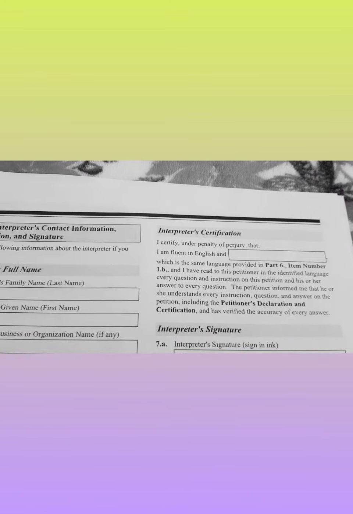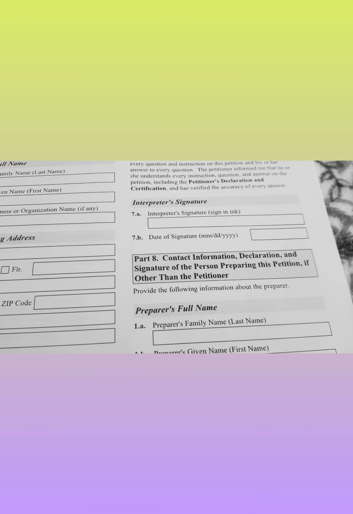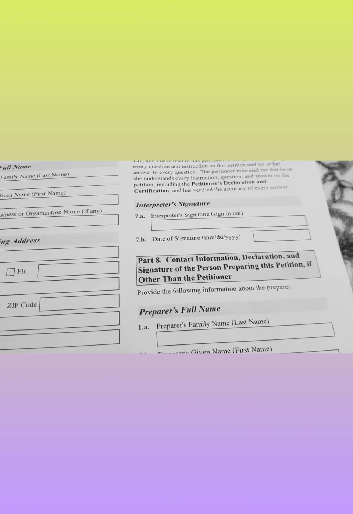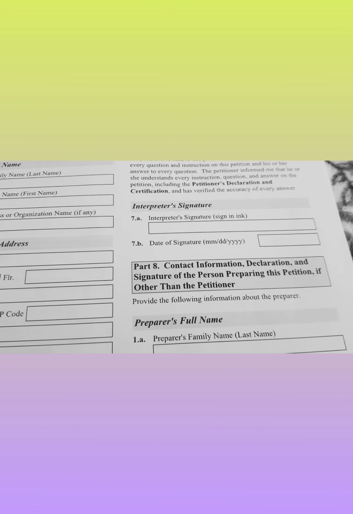We move over to the interpreter's certification. This is for the interpreter's certification as well. Then we move over to the interpreter's signature. So don't forget, guys, you have to indicate the signature of the interpreter and the date of the signature: the month, the date, and the year.